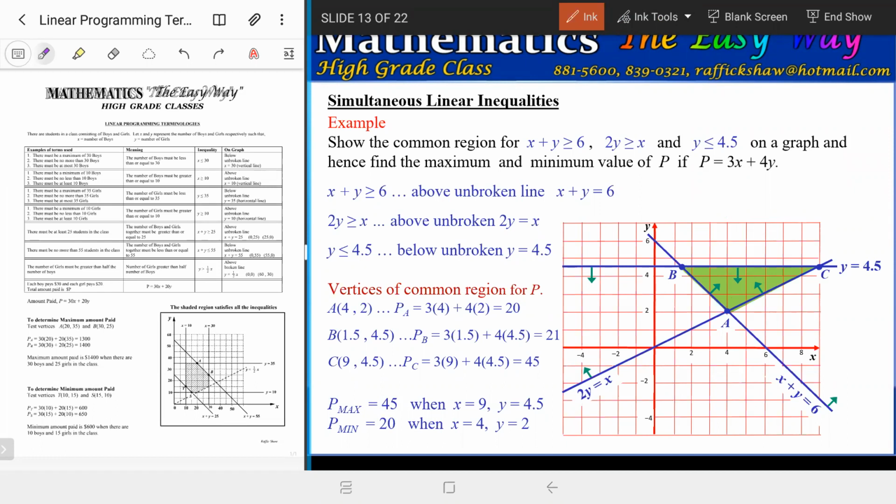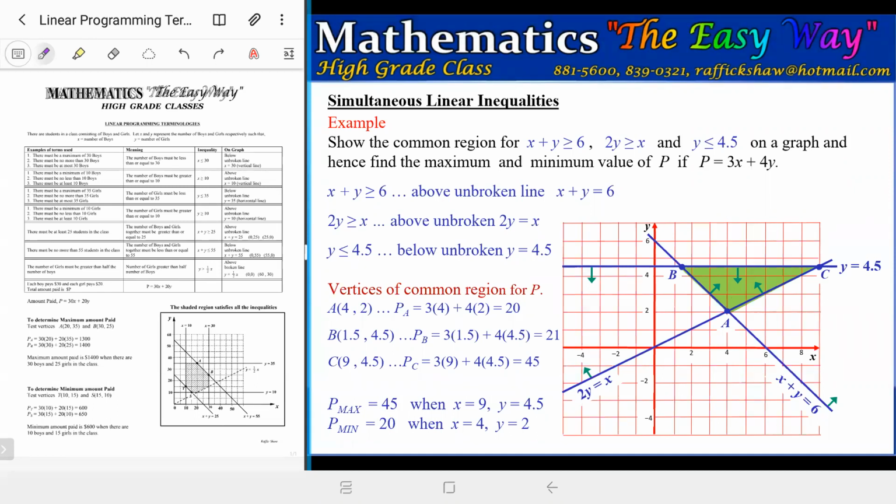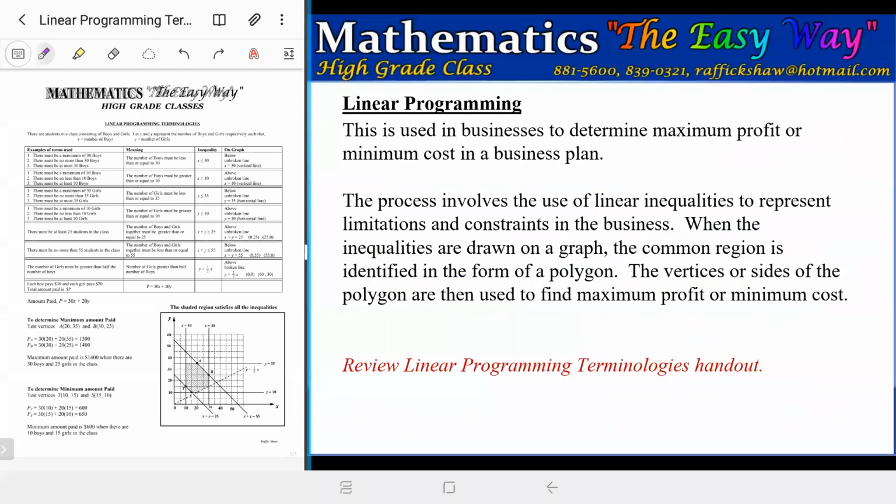Typically that's what you're going to be doing in linear programming. I just used these 3 to show you, but that's what we're going to look at next. The only thing with linear programming now is that they bring a business concept to it. Linear programming is a method that is actually used in businesses in real life.